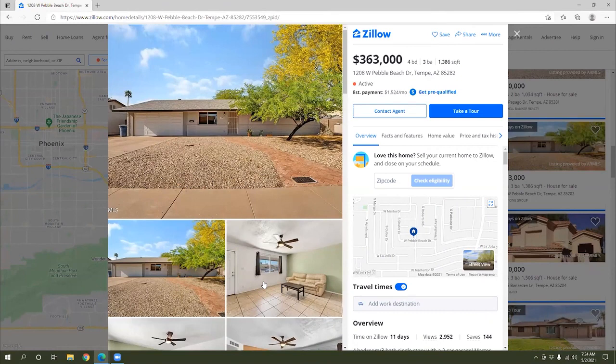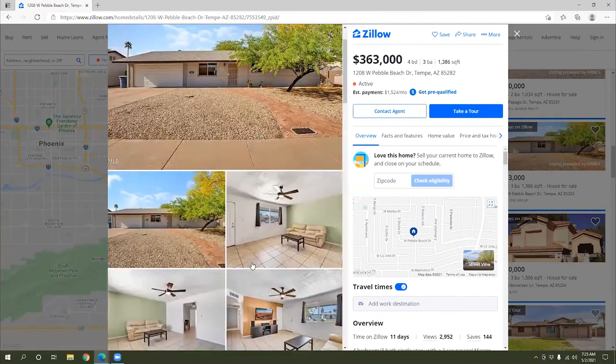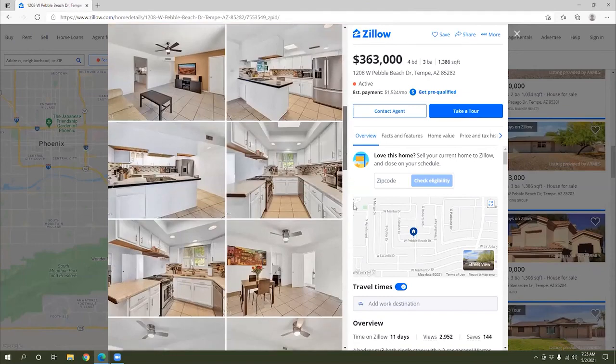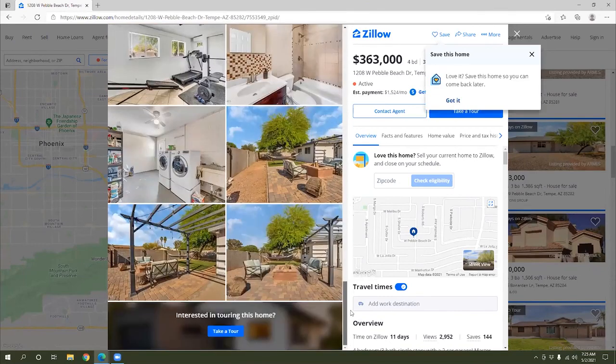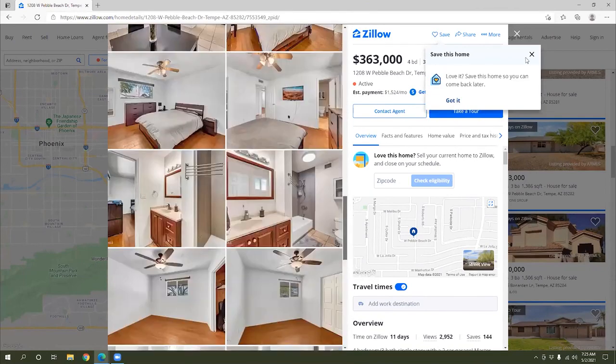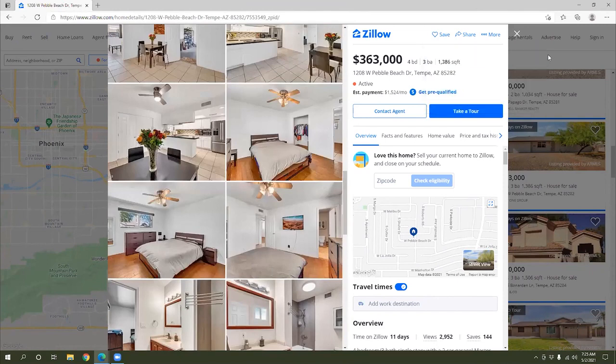I put the address, 4 bedrooms, 3 baths, 2-car garage, 1,386 square feet. And then particularly in Arizona or Florida, the pool matters. In a lot of other markets, it's a wash, but for here, we like to know, so no pool.